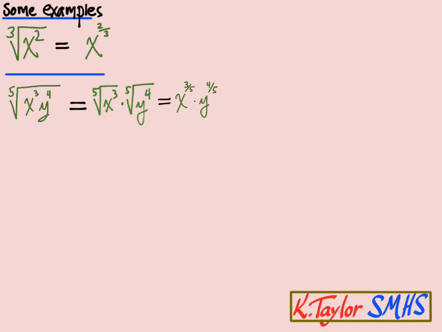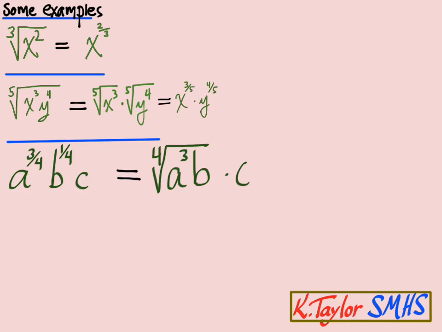Okay, let's do another example, and this one will show you that these rules go either way. I can take fractional exponents and write them as a radical. So I've got a to the 3/4 times b to the 1/4, just times plain old c. All right, so the first two, a and b, those are roots. So I could write that as the fourth root of a cubed times b. All right, so you all right with that?